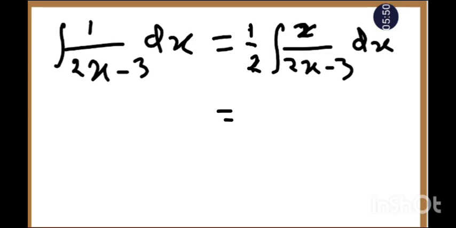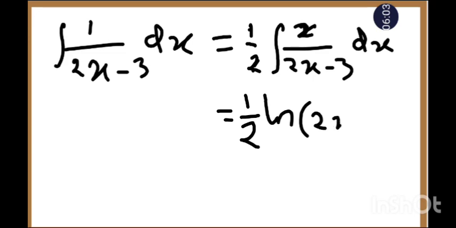So you now see that the derivative of 2x minus 3 will give us 2. And with our half, our answer will be half ln of 2x minus 3 plus c, very important, plus c.